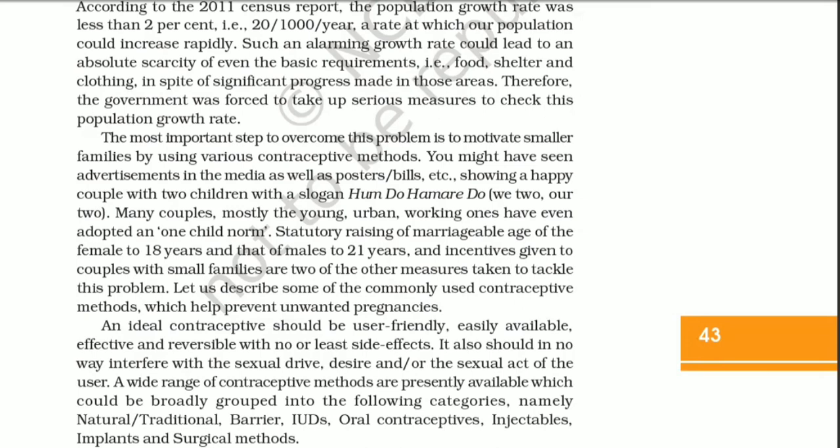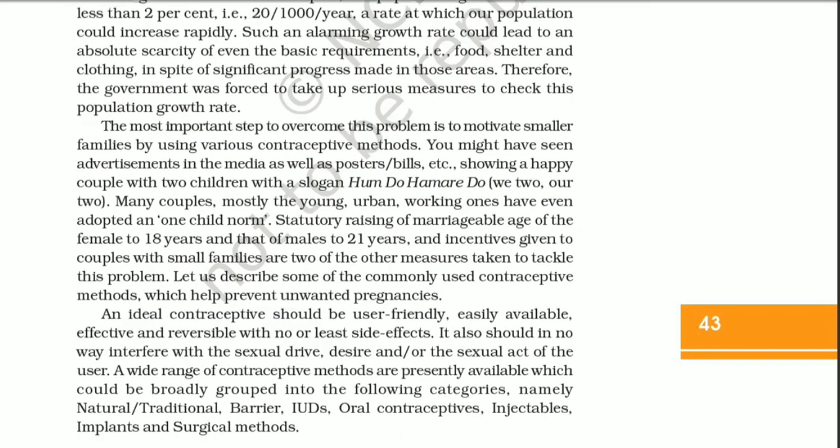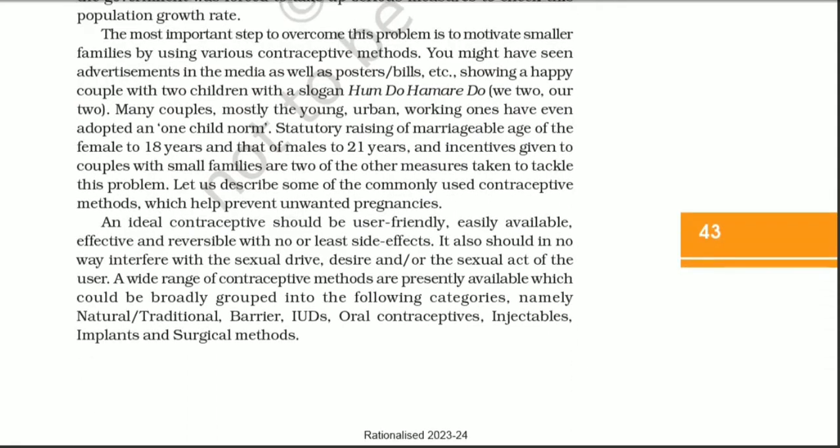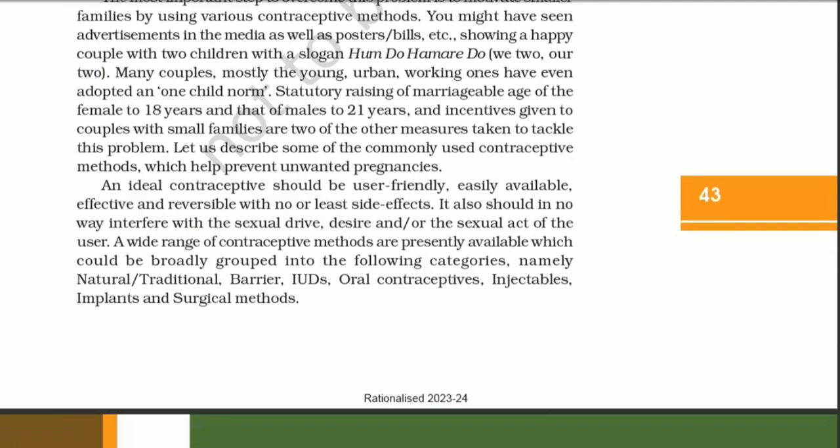Let us describe some of the commonly used contraceptive methods which help prevent unwanted pregnancies. An ideal contraceptive should be user friendly, easily available, effective, and reversible with no or least side effects. It also should in no way interfere with the sexual drive, desire, and or the sexual act of the user. A wide range of contraceptive methods are presently available, which could be broadly grouped into the following categories, namely natural or traditional, barrier, IUDs, oral contraceptives, injectables, implants, and surgical methods.